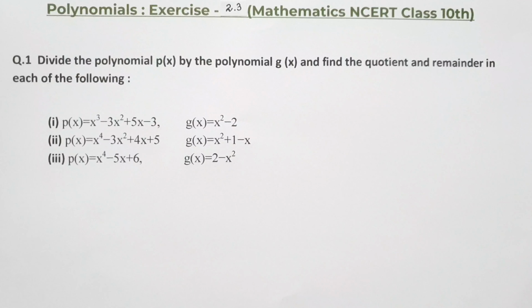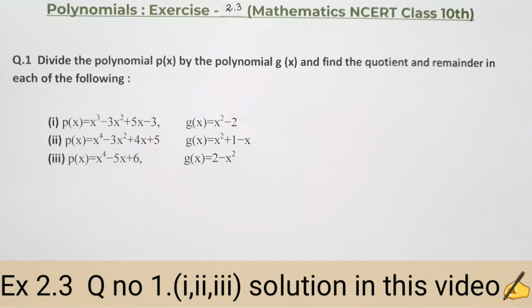Everybody. Today in this video, I'll discuss exercise 2.3 from the chapter polynomials. In the first question you can see: divide the polynomial p(x) by the polynomial g(x) and find the quotient and remainder in each of the following.